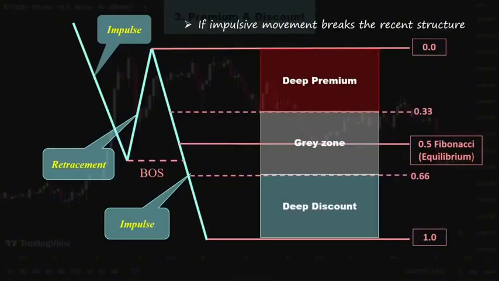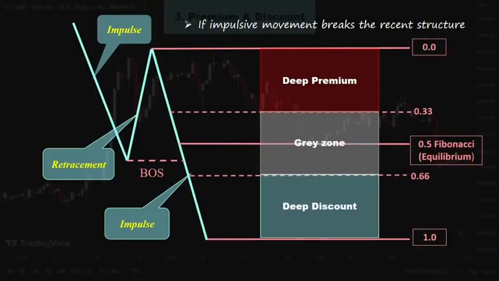The red section on the chart indicates that the price is in a deep premium zone, which is a good opportunity to sell. On the other hand, the blue section represents a deep discount zone, where it is better to look for buy opportunities. It is not recommended to buy in the red or sell in the blue zone, as the price could easily reverse and take out traders' stops due to low liquidity during big moves.